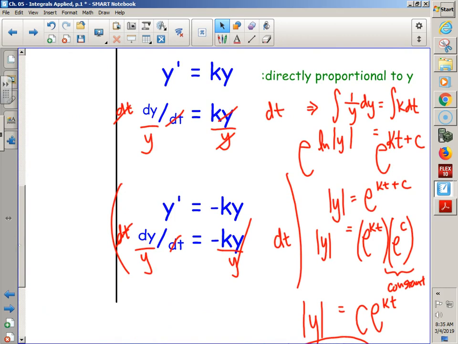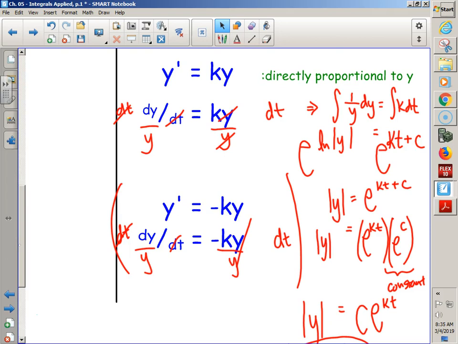Just like the one up above, I had to get the y's on the y side. In this case it's dt, because everything's in terms of time with growth and decay. Time is passing and things are growing or things are decaying. We had to move the dt over here. I kept the constant k. This is back from Algebra 1. Directly or inversely, it's by some constant or with some constant.